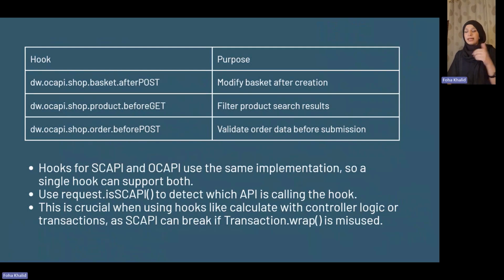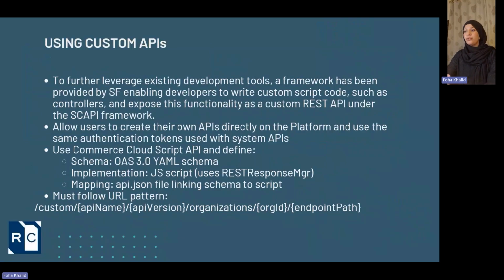So the next way that we have for extension is using custom APIs. Basically, this is a framework provided by Salesforce, which enables developers to write custom code and expose this functionality as a REST API under the SCAPI framework. This allows users to create their own APIs directly on the platform, and they're able to use the same authentication tokens as the system APIs. So they're able to create endpoints that are just like SCAPI endpoints, but their own custom endpoints.